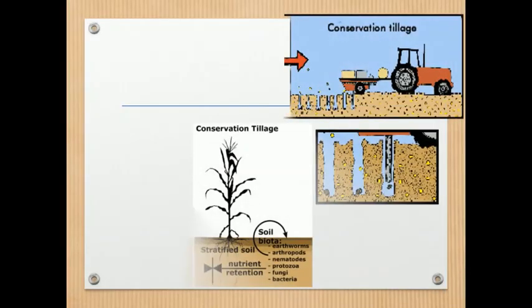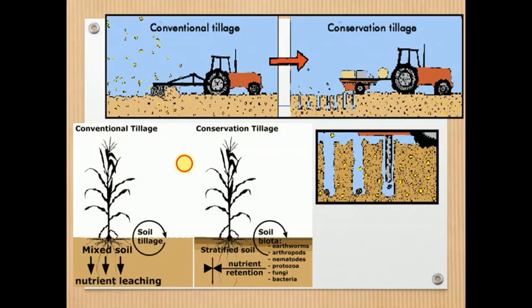In this picture, under conventional farming and conventional tillage, the nutrient leaching is happening at a higher rate. But in conservation tillage, there is a mulch layer maintained on the soil surface, and then soil nutrient retention is higher, and soil biota like macro and microfauna are living comfortably in the soil, improving the soil health.